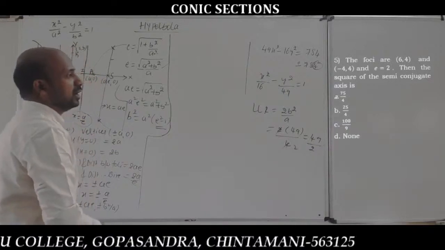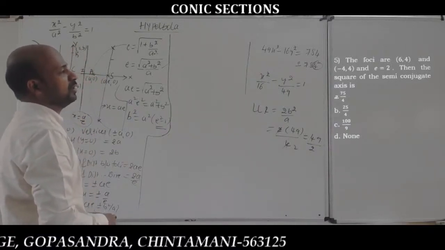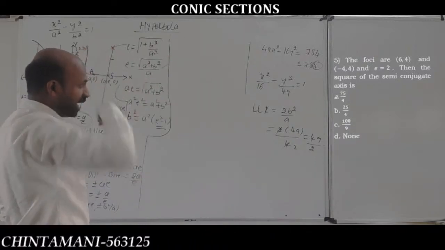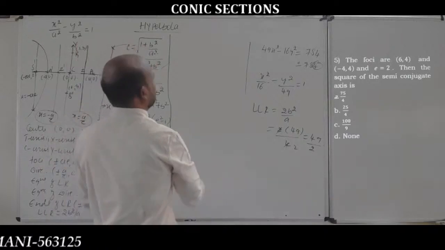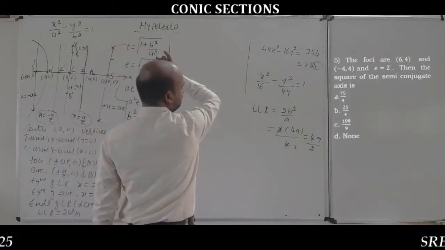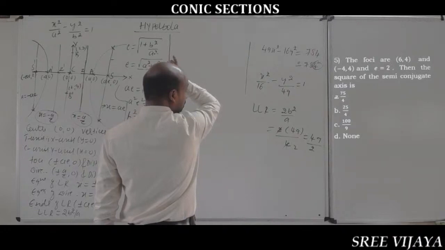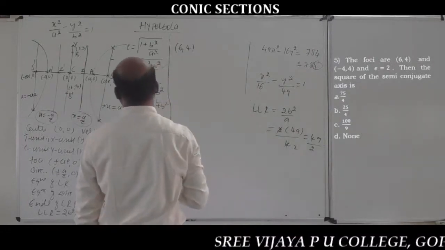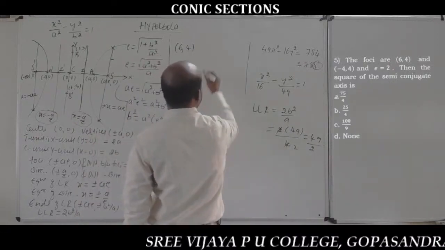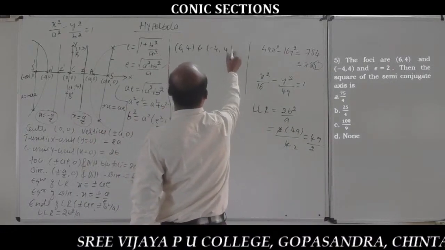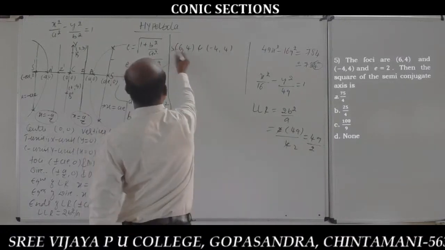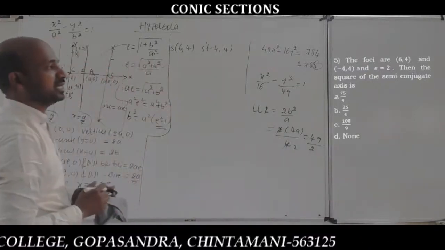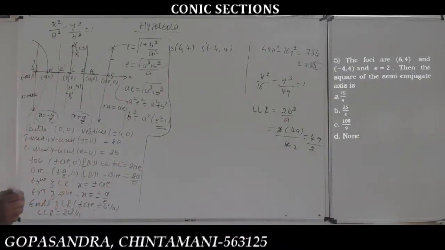The foci are 6, 4 and minus 4, 4 and e equals 2, then the square of the semi-conjugate axis. Okay, one of the foci is 6, 4 and another one is minus 4, 4. We take them as S and S dash. The foci, S and S dash. Then the square of the semi conjugate axis, they asked.